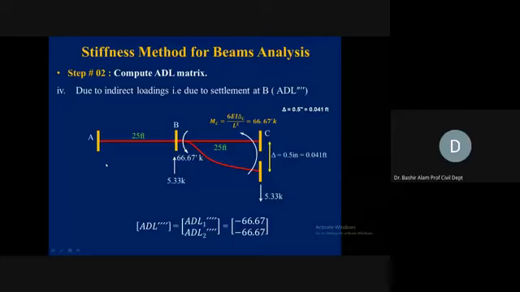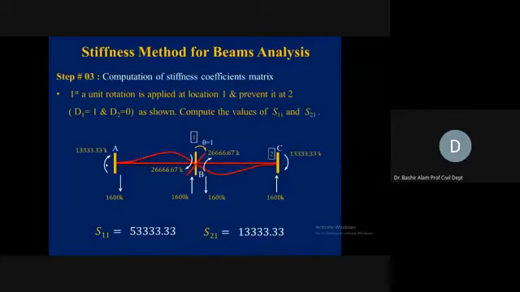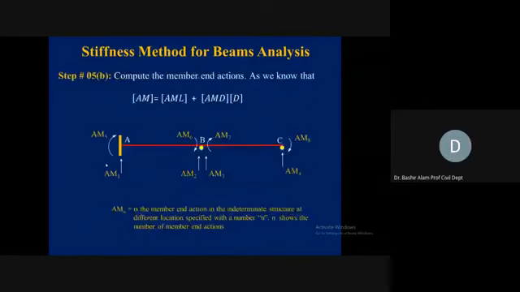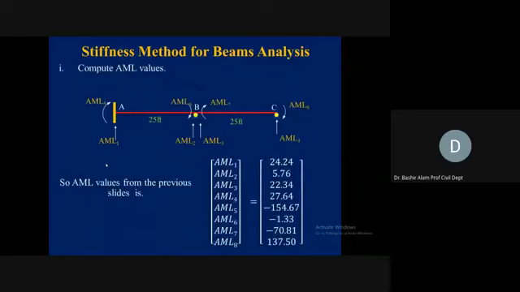So for the rest of the locations, you complete the AML matrix by the same procedure. You can pick the corresponding values from all those four sketches, and this way you can complete this one.